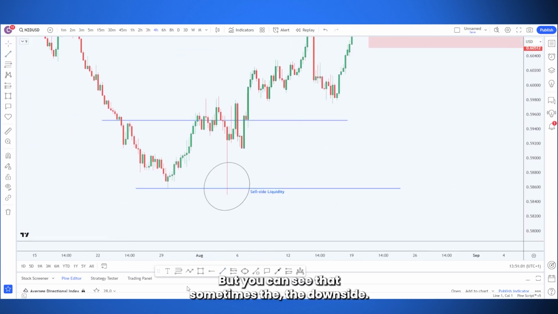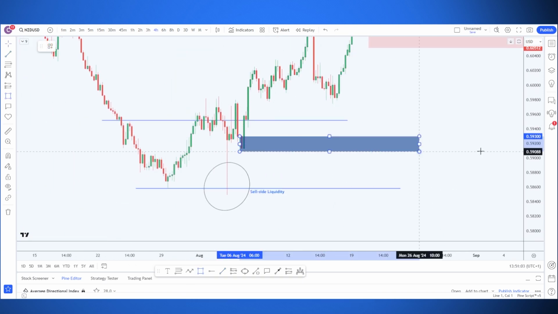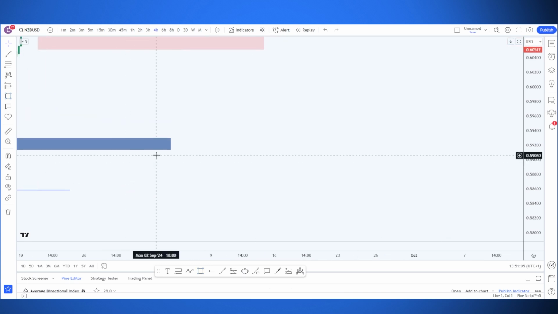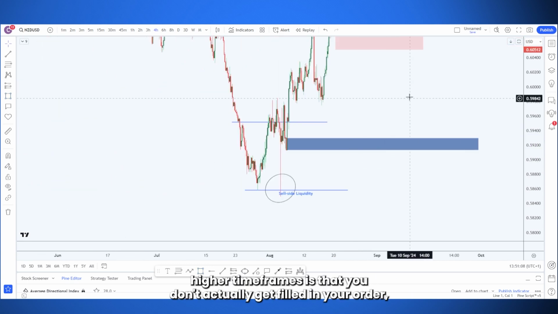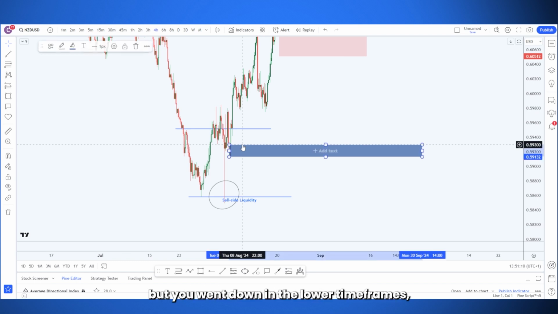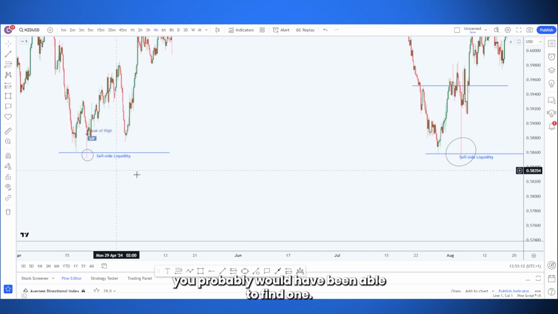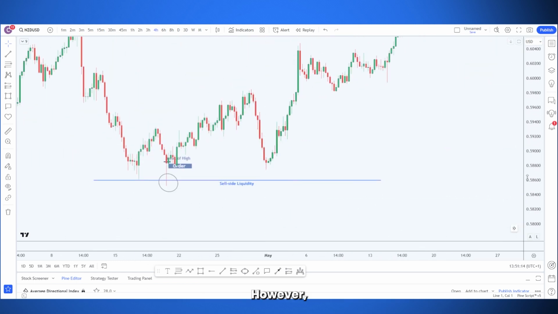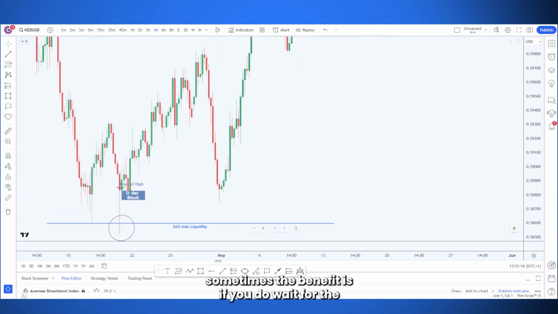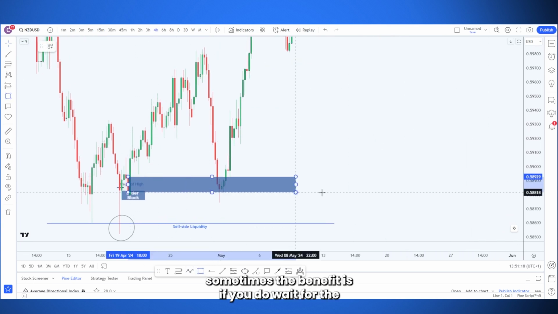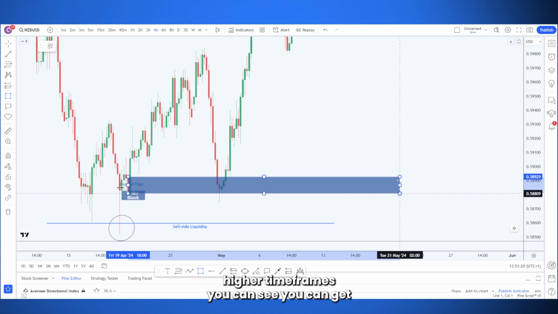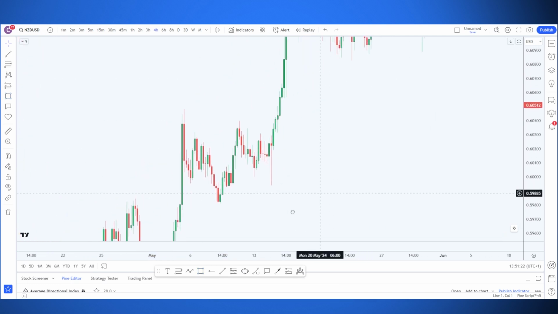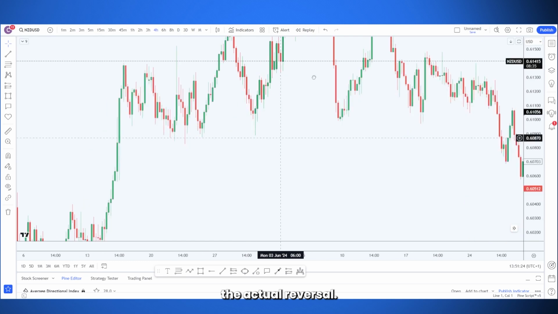But you can see that sometimes the downside to keeping it on the higher time frames is that you don't actually get filled in your order, which if you went down on the lower time frames, you probably would have been able to find one. However, sometimes the benefit is if you do wait for the lower time frame, the higher time frames, you can see you can get the actual reversal.